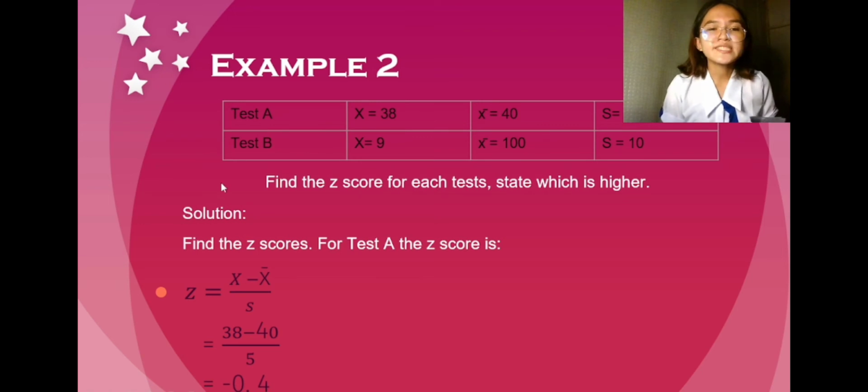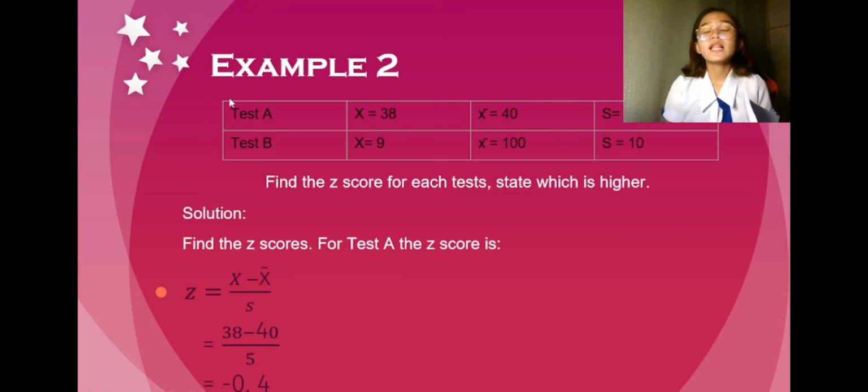So, in this table, we have task A and task B, and the mean, value, and standard deviation are already given. So, find the z-score for each test, task A and task B, and state which is higher.